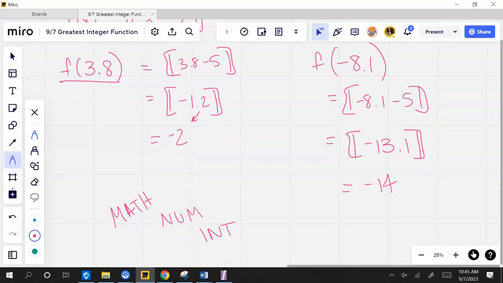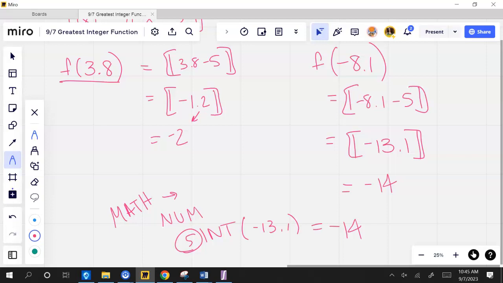So if you did int of negative 13.1, what does it give you? Negative 14. So should you get confused? Yes. Math, and then you click to the right one for NUM at the top, and then down to option number 5. Math NUM 5, or math right 5. Everybody find it? Do you need me to project it up here so you can see? Okay, all right.